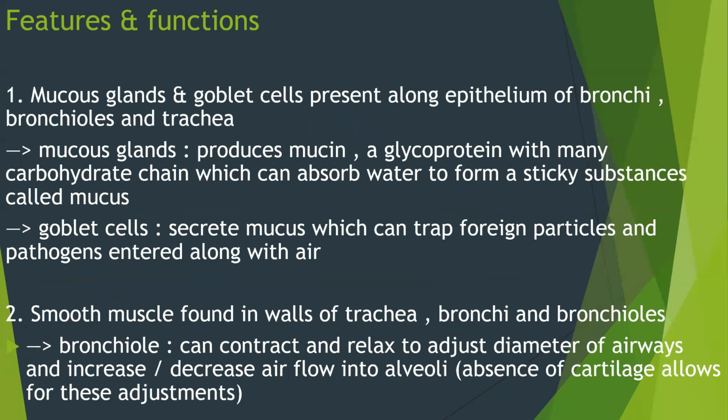Mucus glands and goblet cells are present along the epithelium of the bronchi, bronchioles, and trachea. Mucus glands produce mucin. Mucin is a glycoprotein with many carbohydrate chains attached to it, and they can absorb water and form a sticky substance that we know as mucus. When goblet cells secrete mucus, it can help to trap foreign particles and pathogens which have entered along with air, and it prevents them from entering and settling in our respiratory system.